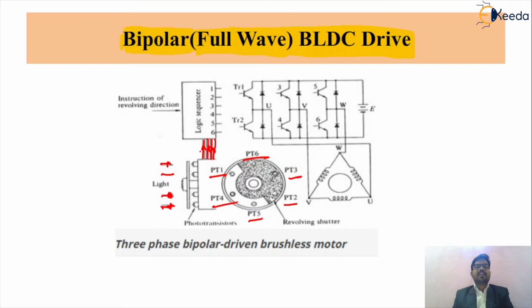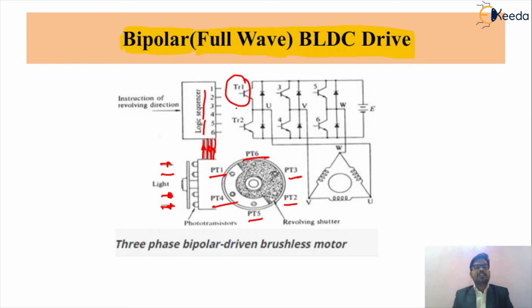Depending upon our requirement, whether we are using transistors or thyristors, according to this waveform we are using the transistors for the operation of the bipolar BLDC drive. So we are giving the signals to the logic sequencer circuit, and according to that it will generate the different pulses required for the operation of the transistors TR1, TR2, TR3, TR4, TR5, TR6. So these are the 6 transistors.